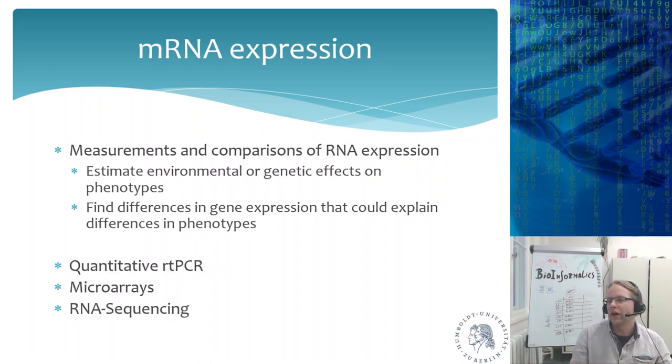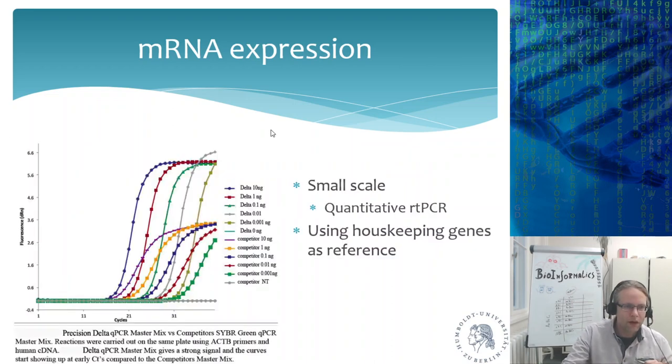messenger RNA. And the way to measure how much mRNA is there can be done in three different ways. You can do this by using quantitative real-time PCR, you can use microarrays, or you can use RNA sequencing. So, quantitative real-time PCR is very small scale, and you use a housekeeper gene as a reference. So more or less, this is how they do the PCR test for the coronavirus.